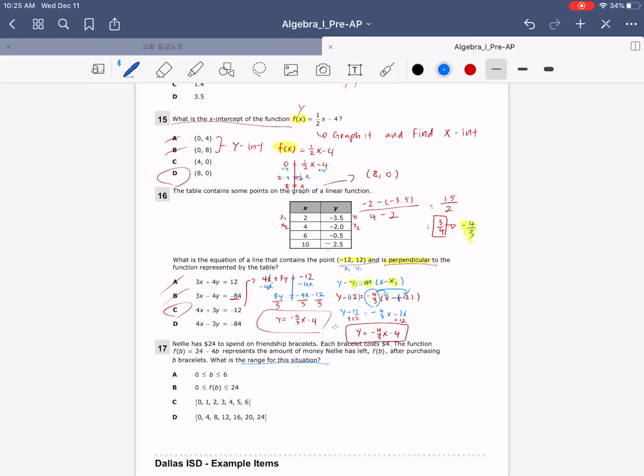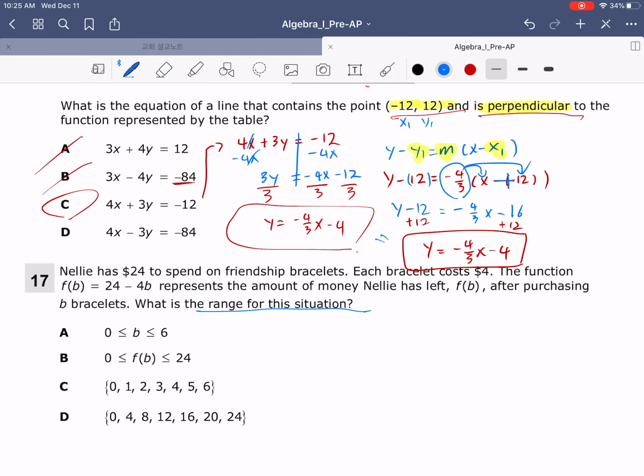And again, range is the y value, okay? So, she has $24 to spend for the friendship bracelets. Before we start, let's talk about whether it is discrete or continuous. This is discrete, and these are continuous. Now, she's trying to buy friendship bracelets. Can she buy 1.5 bracelets? No, because half a bracelet is worthless.